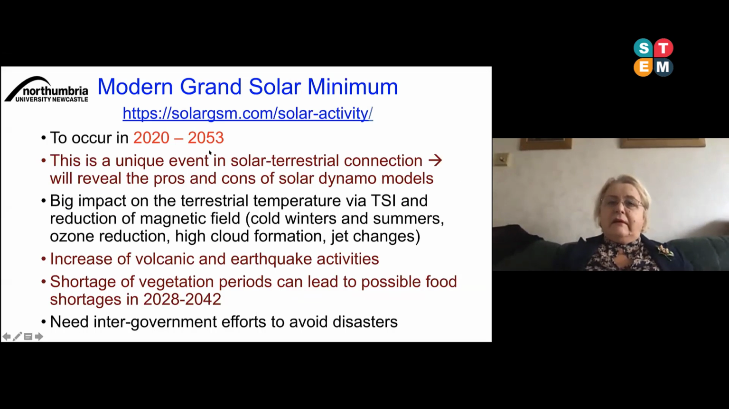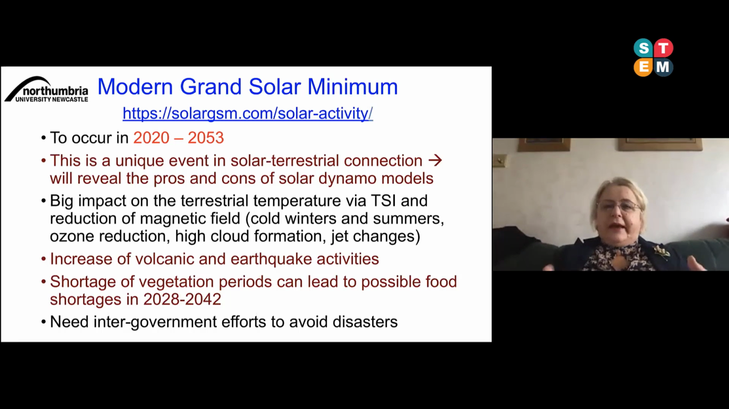But the main problem with this reduction of the temperature is that we need to discover the pros and cons of variation of solar activity. It's very important scientifically. We understand the mechanism of how the solar dynamo works. But very practically, people will actually be affected because the temperature will not have enough solar radiation.